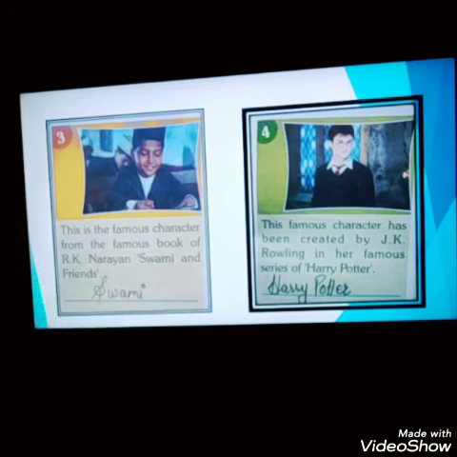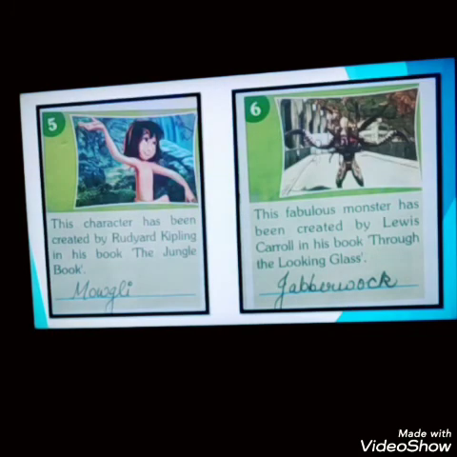This famous character by J.K. Rowling in her famous series of Harry Potter. You all know him. Harry Potter. He is not real. He is the imagination of Mr. J.K. Rowling. Learn the spellings and the authors also.